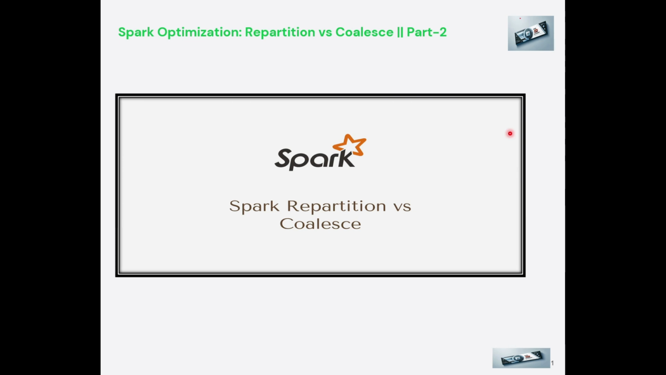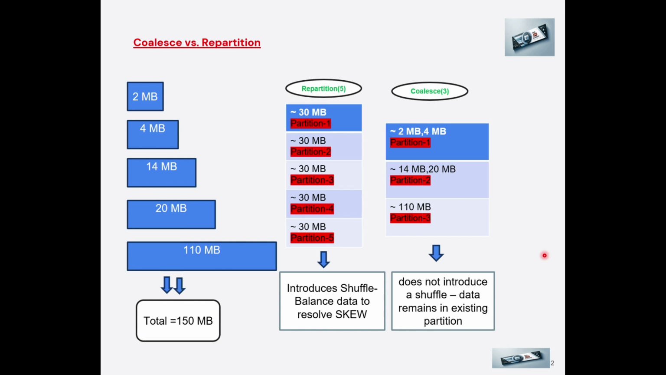Today, we are diving into part 2 of Spark optimizations: repartition versus coalesce. So, in the last video, we covered the basics of these two operations. If you haven't seen it yet, check the link in the description. In this video, we'll explore the practical use cases, performance differences, and some best practices when using repartition and coalesce in Spark. To quickly recap, in part 1, we discussed the core concept of these two transformations.